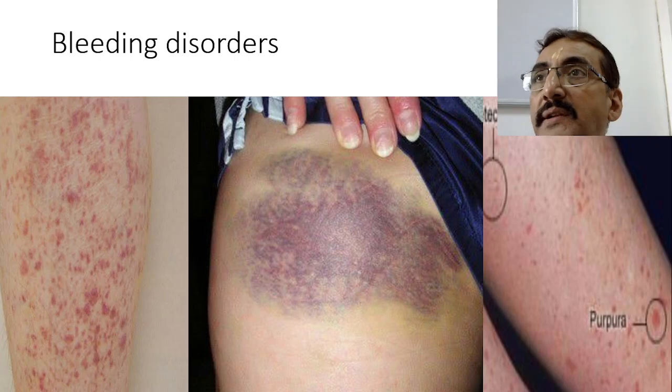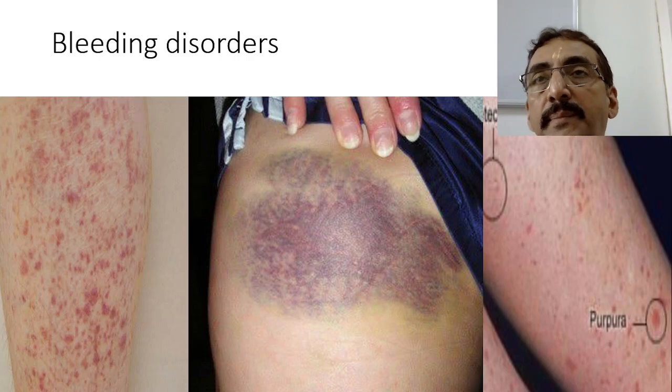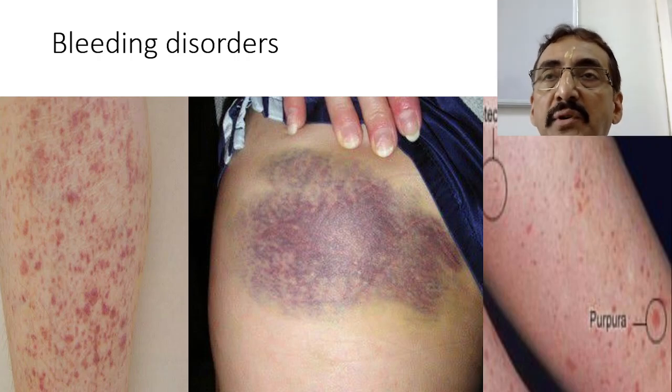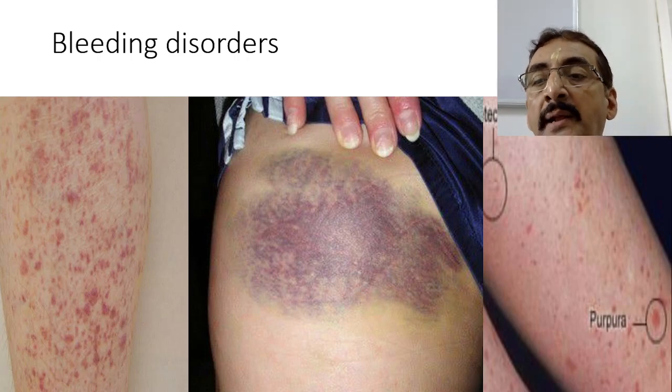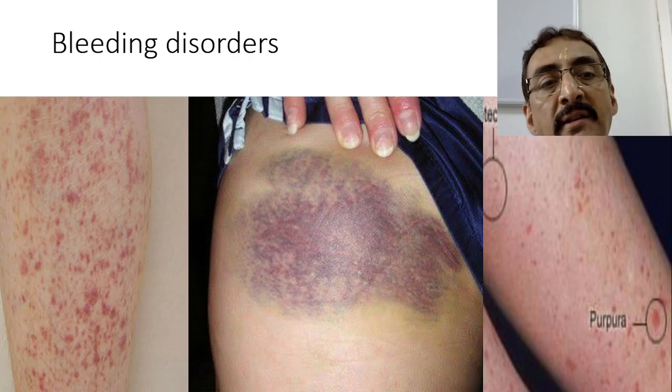This is superficial bleeding. The skin is affected. Now there are 3 presentations. The first one is petechiae, where the spots are less than 1 mm. When 2 spots merge together and become more than 1 mm, it is called purpura. The middle picture is typical of ecchymosis, where larger areas are affected. All 3 pictures are suggestive of a platelet problem, and petechiae or ecchymosis is commonly seen.